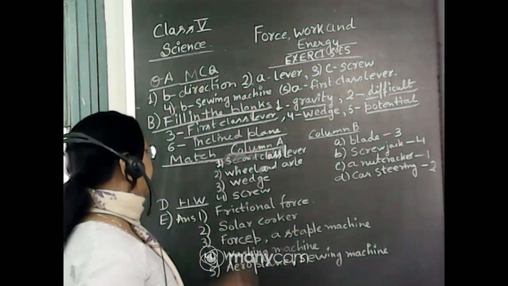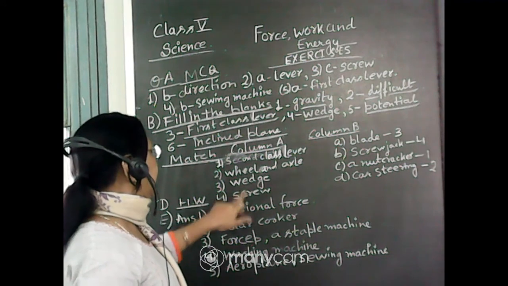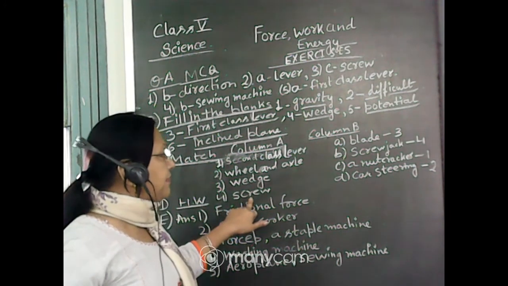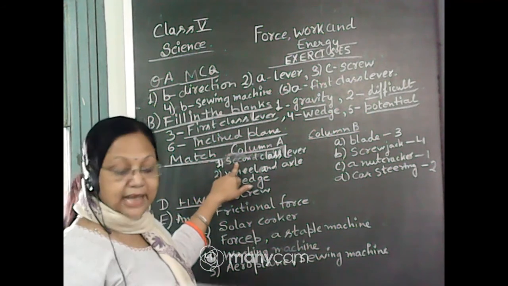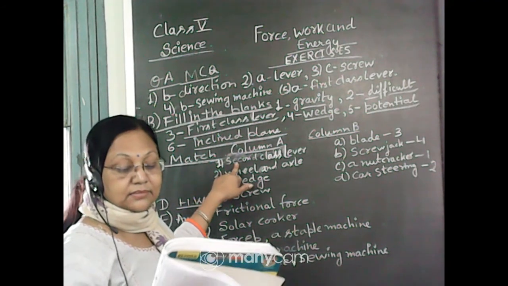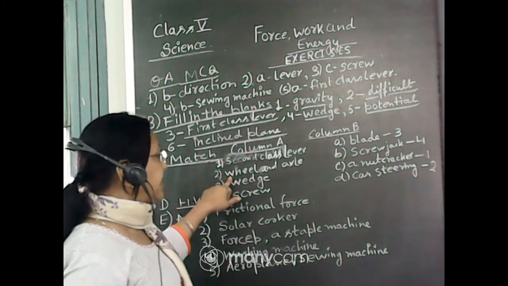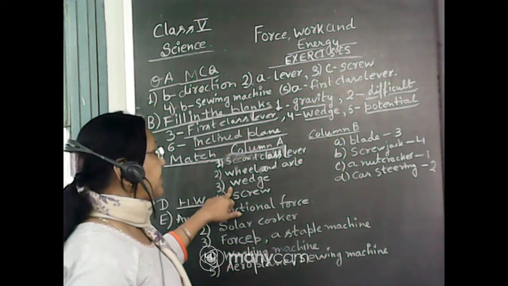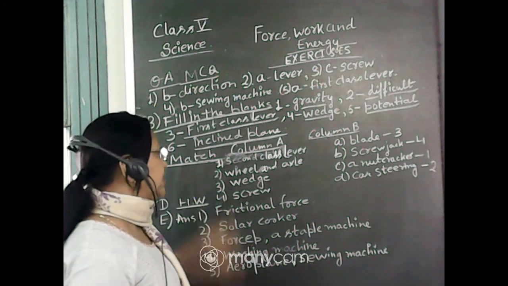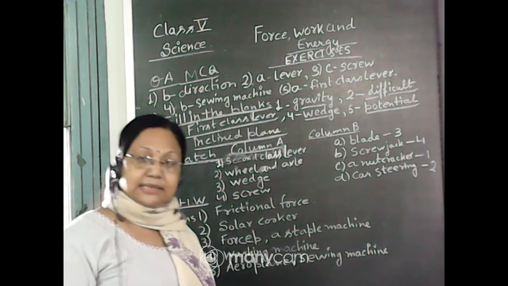Now the matches are given here: second class lever, wheel and axle, wedge and screw. Second class lever is with a nut cracker, and wheel and axle always matches with the car steering. Number 3, wedge with the blade, and number 4, screw with the screw jack. So this is the matching.